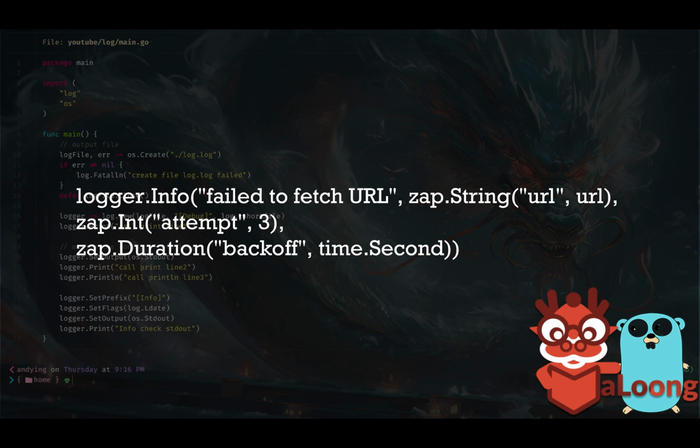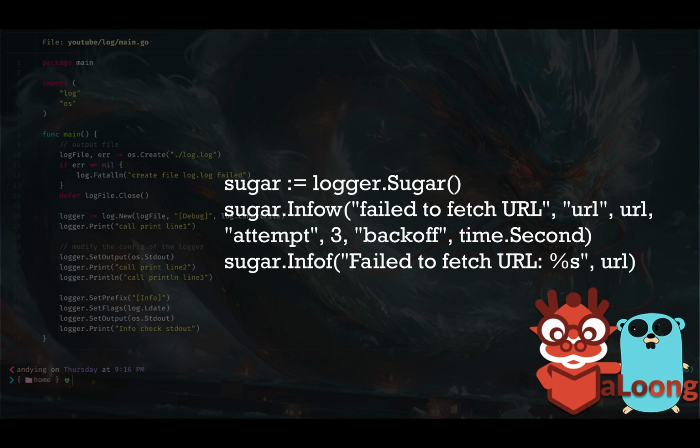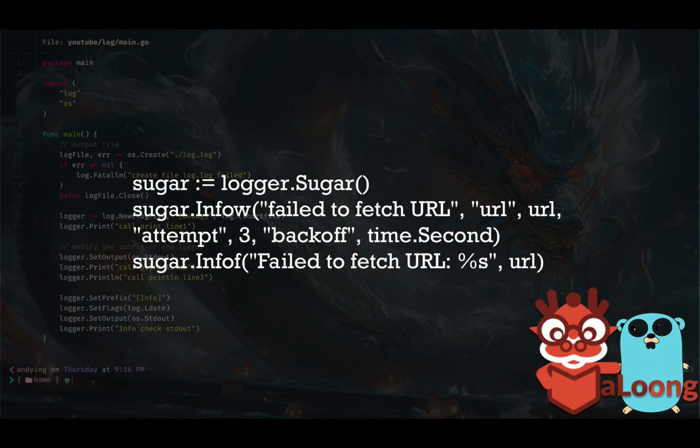If you think the log format of Logger is too complicated, you can use the more convenient SugaredLogger. Call logger.Sugar to create a SugaredLogger. SugaredLogger is simpler to use than Logger, but its performance is about 50% lower than Logger. It can be used in functions with low call counts. The calling method is as follows.